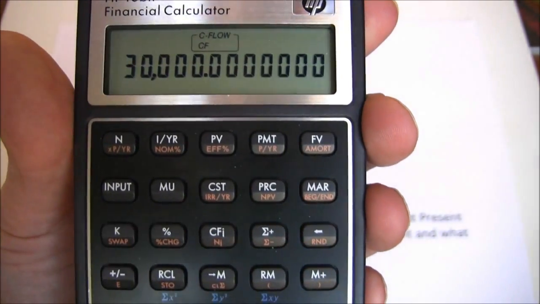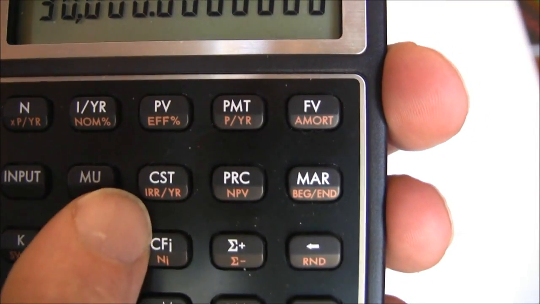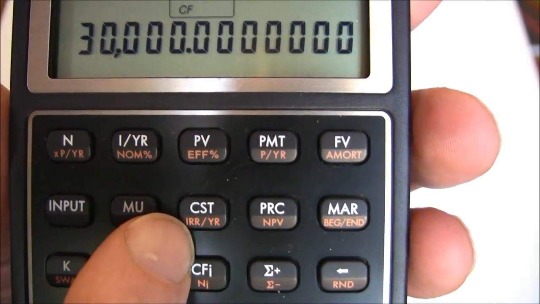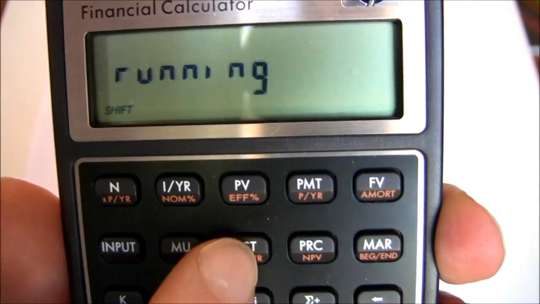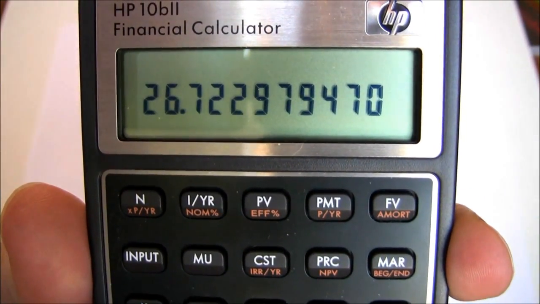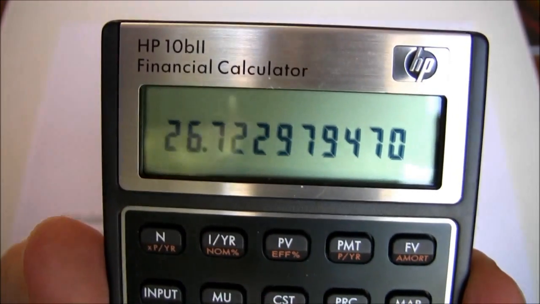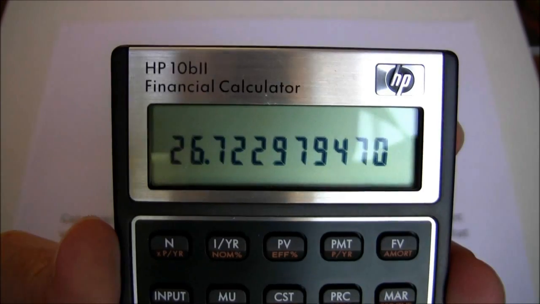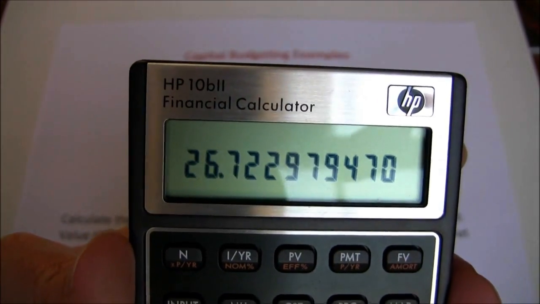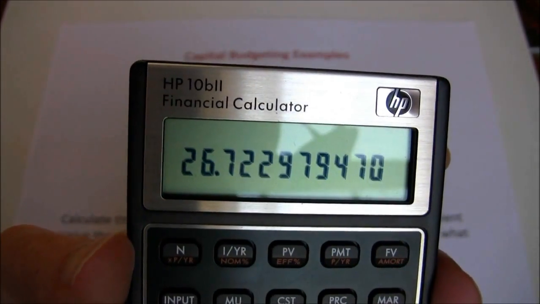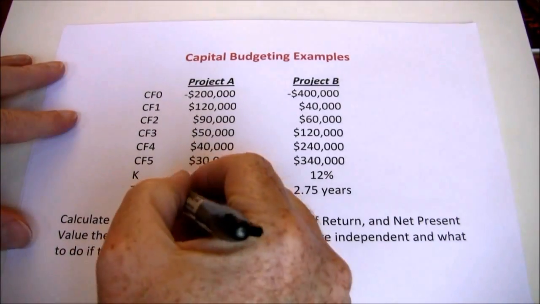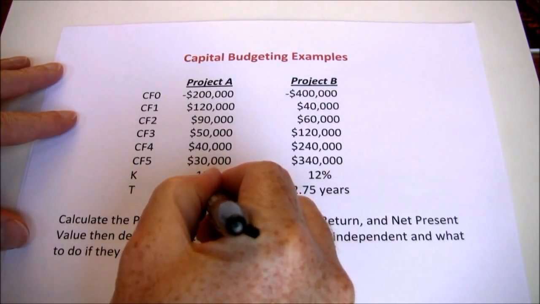So now all we have to do is solve for the internal rate of return per year. Notice that that's a shift function. It's our orange shift. So we have to shift internal rate of return. And it takes a second, and then kicks out our answer, 26.72. Remember, that's percent. Internal rate of return is a rate of return. It's our expected rate of return off of our $200,000 initial investment over the 5-year time period. So let's go ahead and write that down. 26.72%.